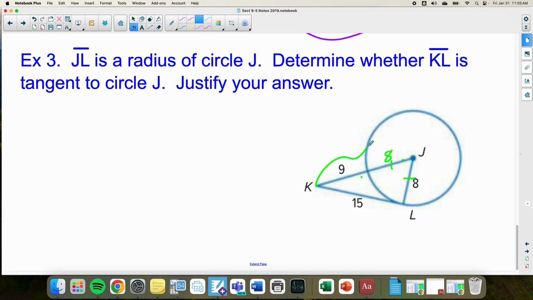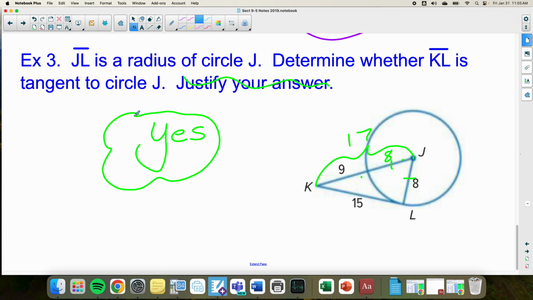And then that makes this 17. You guys look at your Pythagorean theorem or triple sheet. Is 8, 15, 17 a Pythagorean triple? And so then all you'd have to do is write yes. Don't worry about the justify, you guys. If you just have your yes or no there, that's fine. Okay?